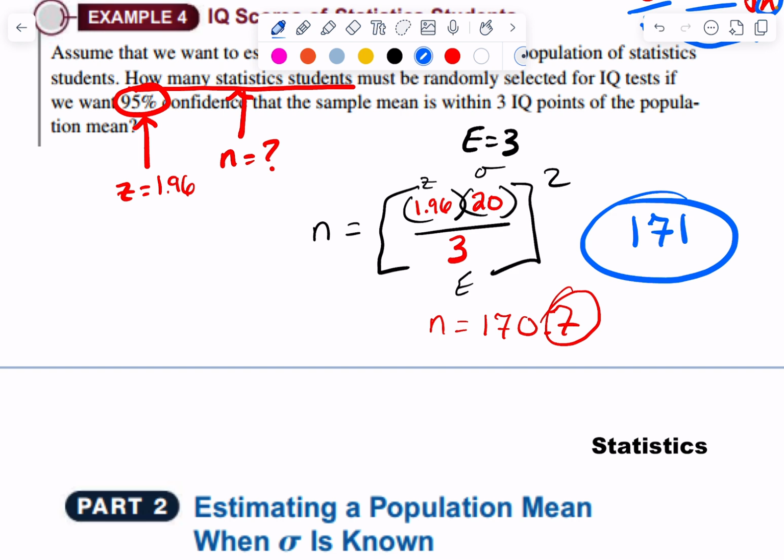I should look up, what is the standard deviation of IQ? Because I feel like it should be higher than that. What is the standard deviation for IQ scores? Oh, they say 15 points. Okay. The mean IQ score for the entire population is 100 and the standard deviation is 15. Well, we did 20. So we have to survey 171 people in order to get an error of 3 on either side of my population average. Okay.